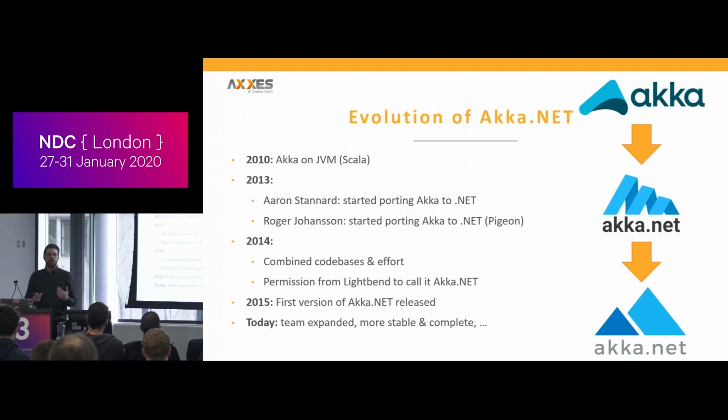So they decided like, okay, let's take the good things from your code base and the good things from mine and combine it and make it into one effort. And they actually got permission to call it Akka.net from the original Akka people on the JVM. And in 2015, we got the first production release. By now, the team is a lot bigger than the 2 of them. It has become very stable. We're very close to getting the 1.4 release, which will improve networking performance. So yeah, it became a very, very stable effort.